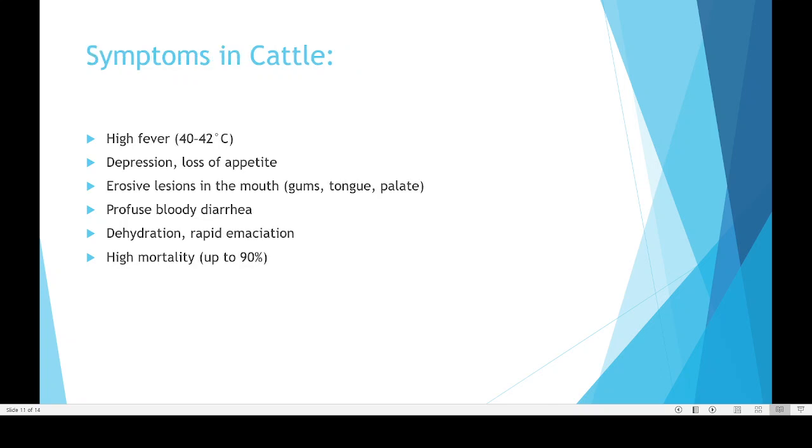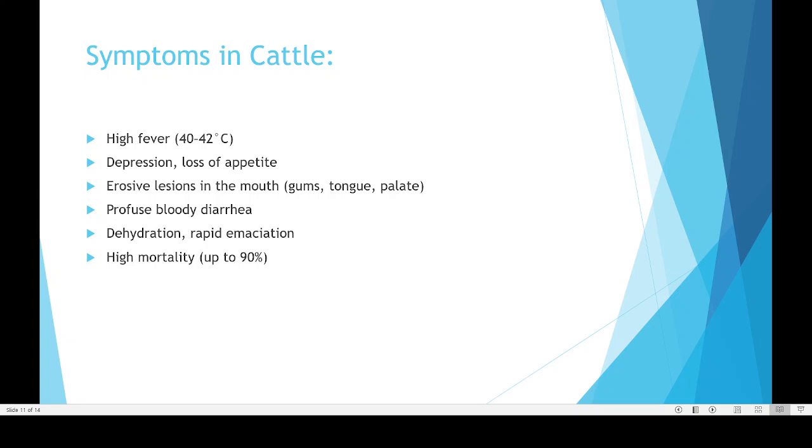See here also you can see the major symptoms. One is fever, 40 to 42 degrees centigrade. Then depression, the animal may not be eating anything, loss of appetite. Then erosive lesions from the mouth, gums, tongue, etc. From all these regions there will be injuries. Profuse diarrhea filled with blood is one symptom. Dehydration is another symptom. In case of this disease, there is high mortality, 90% of the cows will be dying.